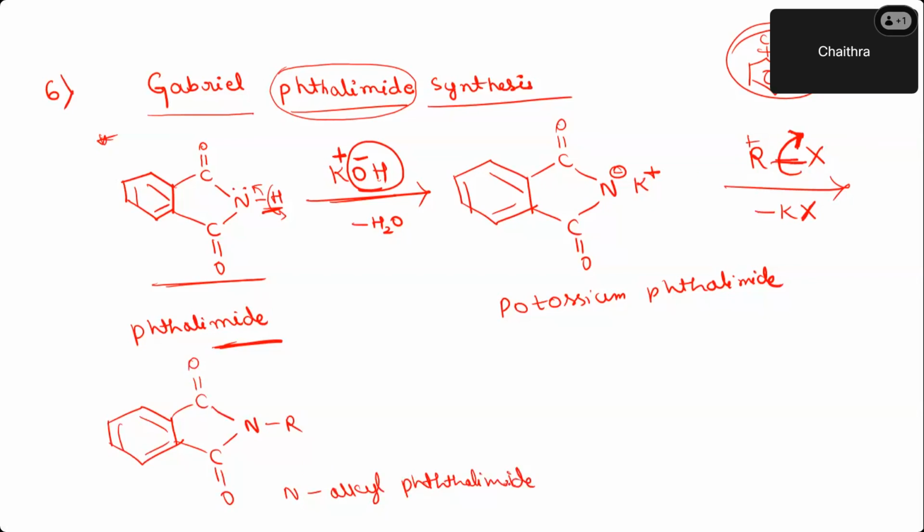N-alkyl phthalimide, right? So now tell me, next step, if I do hydrolysis, what might happen? Both pairs of electrons will be there. Do hydrolysis. This is basically a nucleophilic substitution reaction. Now remember, I took alkyl halide here.